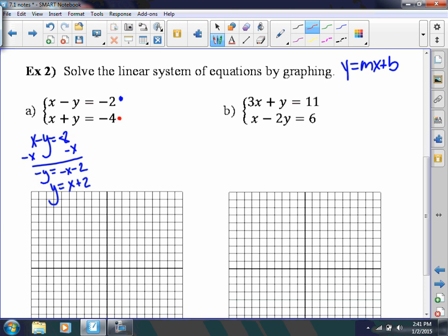So all I'm going to do is rework this equation so that it's solved for y, so that it's easier to graph. So again, I'm going to subtract the x over, y equals negative x minus 4. Remember, you're not going to be able to combine these terms together. They're not like terms. And we want to just write the x term first and then the number so that it's in slope-intercept form. Okay, so now I have my equations in graphable form.